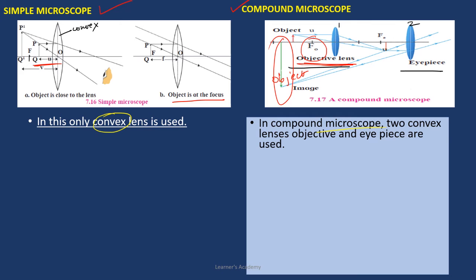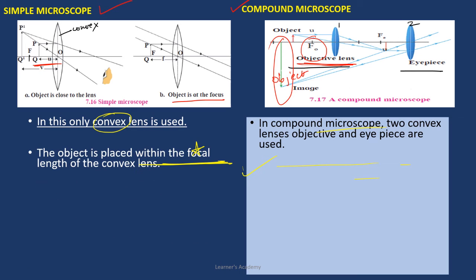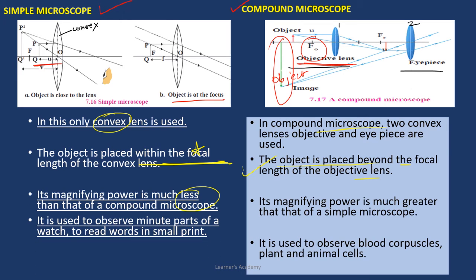In case of a simple microscope, the object is placed within the focal length of the convex lens, and in case of a compound microscope, the object is placed beyond the focal length of the objective lens. Alright, this is a very important point. Now the next point is that the magnifying power of a simple microscope is much less as compared to the compound microscope. See here, the magnifying power of a compound microscope is much greater than that of a simple microscope.